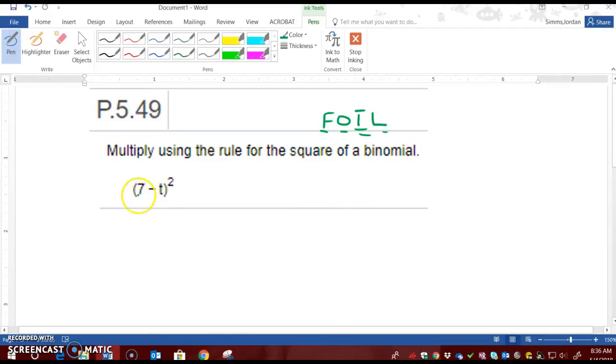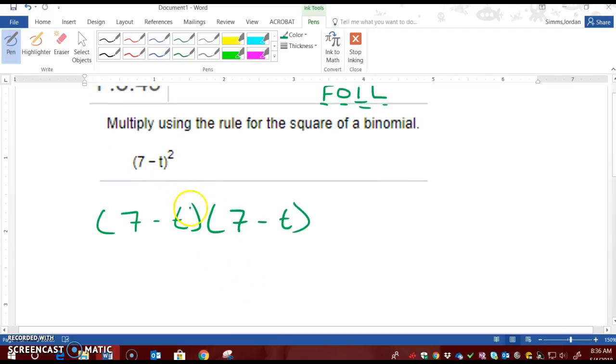Now what this means, we have a binomial square. We have two terms, 7 and negative t, but it's twice. So really how we have to think about this is we have to write it down twice. Alright, so nice, got to write it twice. This is the same as that.